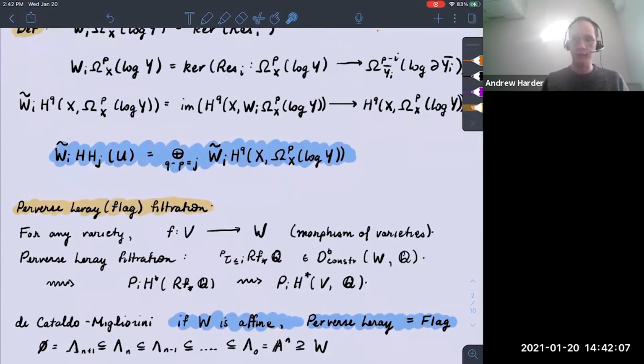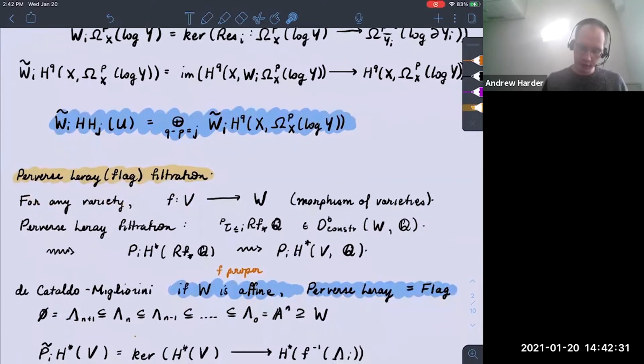So the very nice and very helpful theorem of Di Cataldo-Migliorini tells me that if I have an affine variety, and maybe I also need that this map is proper, then I get a nice relationship between the perverse Leray filtration and the flag filtration with respect to the same map. Right, so this makes the filtration very computable.